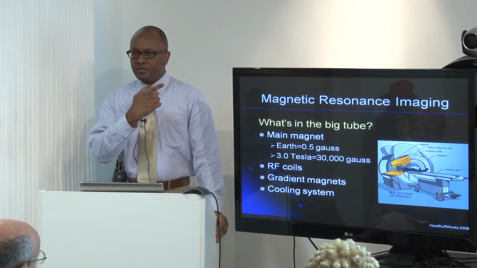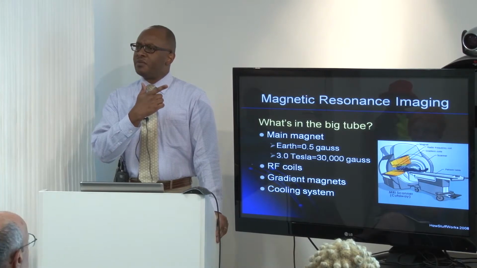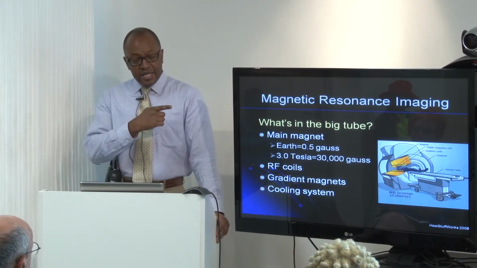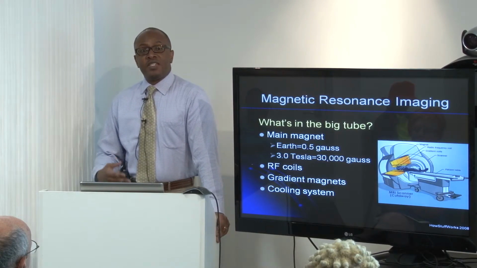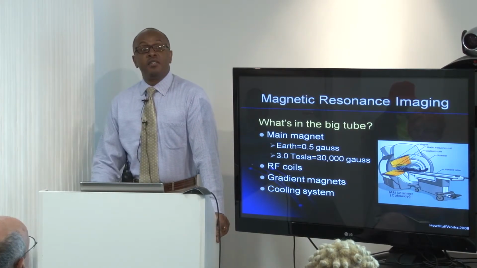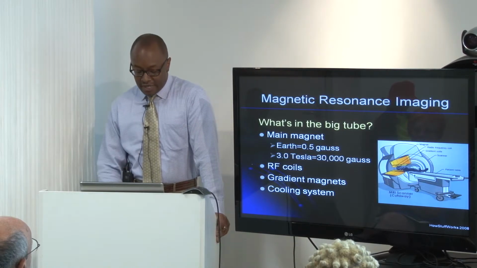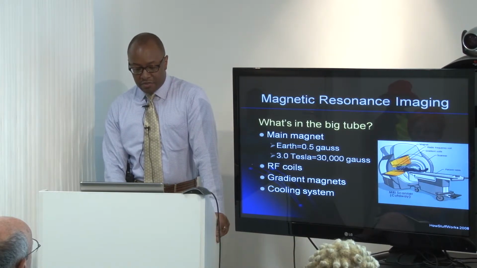Our magnet, is our magnet 3.0? Our magnet here is 30,000 Gauss. So that gives you an idea. When we say there's a strong magnet in there, it's a seriously strong magnet, and that creates some problems.